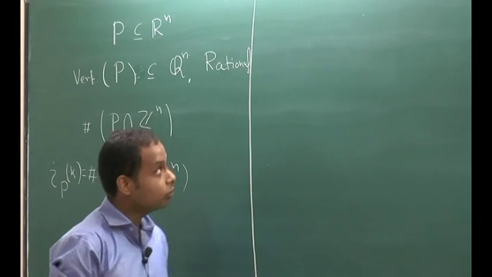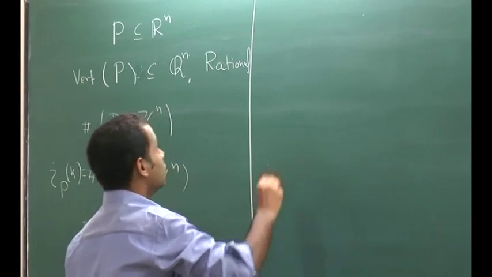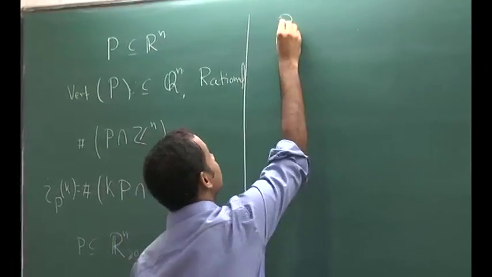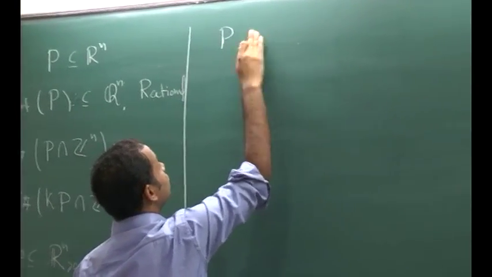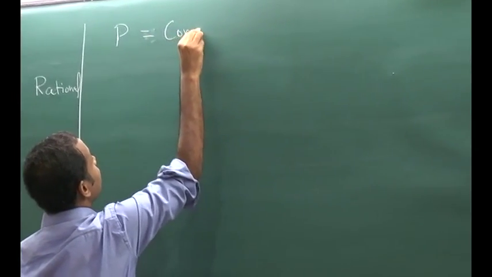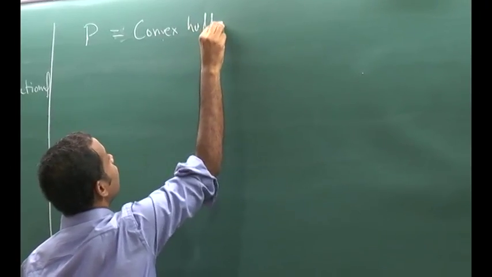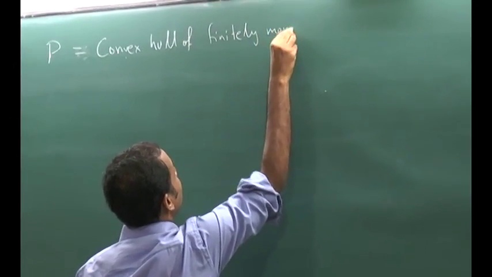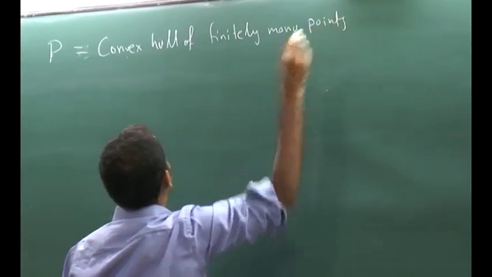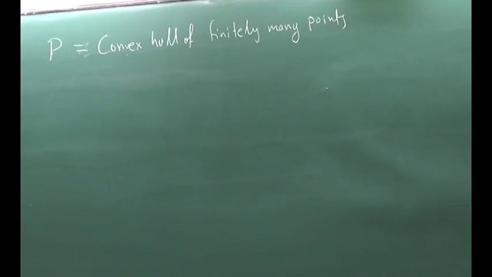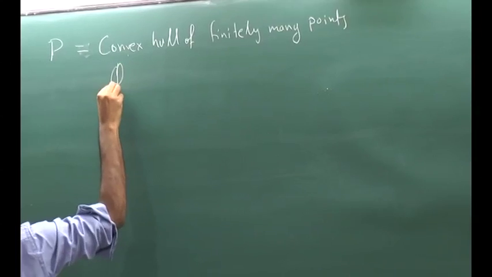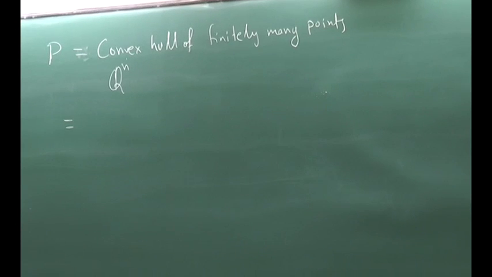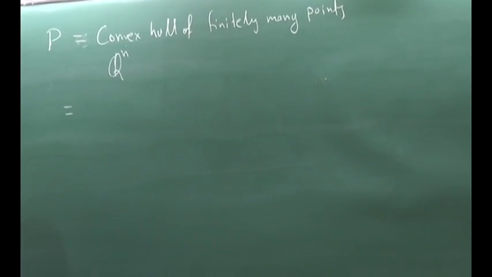But now, first of all, what is the meaning of a polytope? There are two definitions of polytope. First is that P is the convex hull of finitely many points. Since we are taking a rational polytope, P is the convex hull of finitely many points inside Qn. This is also equivalent to saying that P is a convex polyhedron, which means P is an intersection of half spaces.